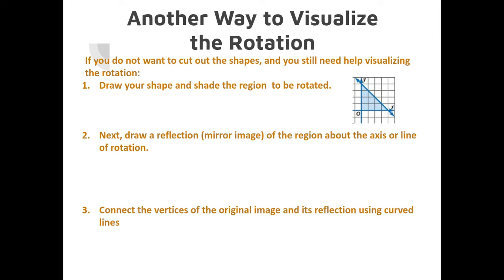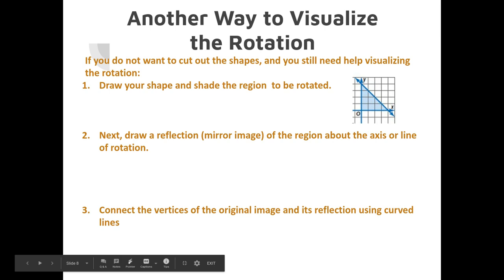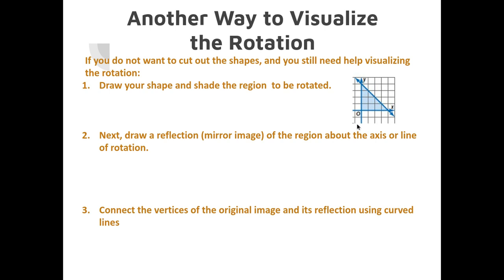Next, draw a reflection, which is the mirror image, of the region about the axis or line of rotation. In this case, I have to tell you which is going to be our axis of rotation, the y-axis or the x-axis, or I could put some other line and call it the axis of rotation. But in this exercise, we're going to use the y-axis as our rotational axis. So now, on your scrap piece of paper, would you draw the reflection of this right triangle about the y-axis? We've done reflection, so reflect it right over.